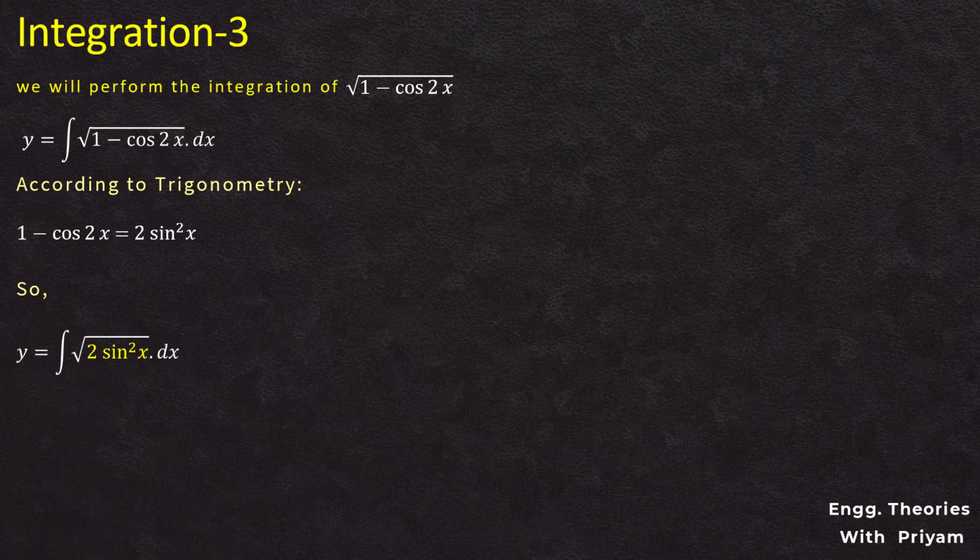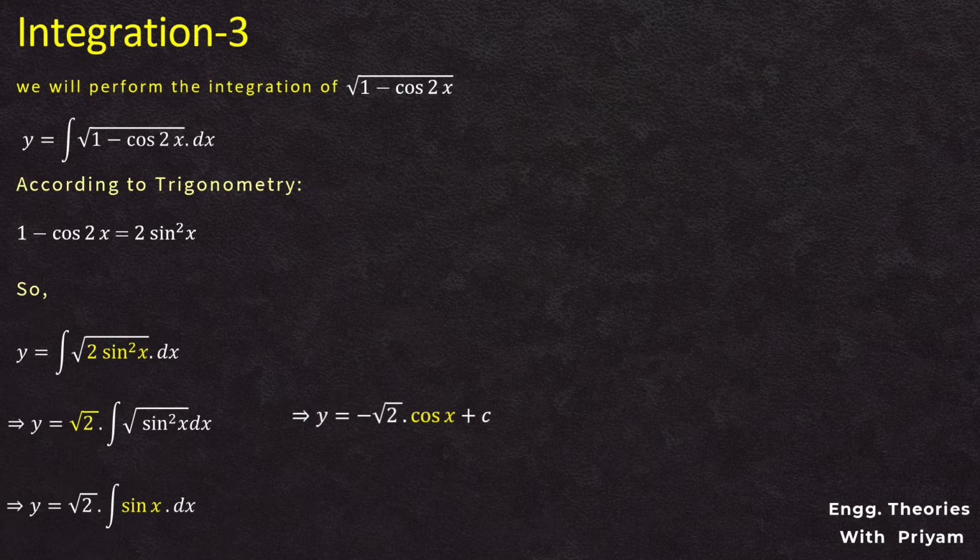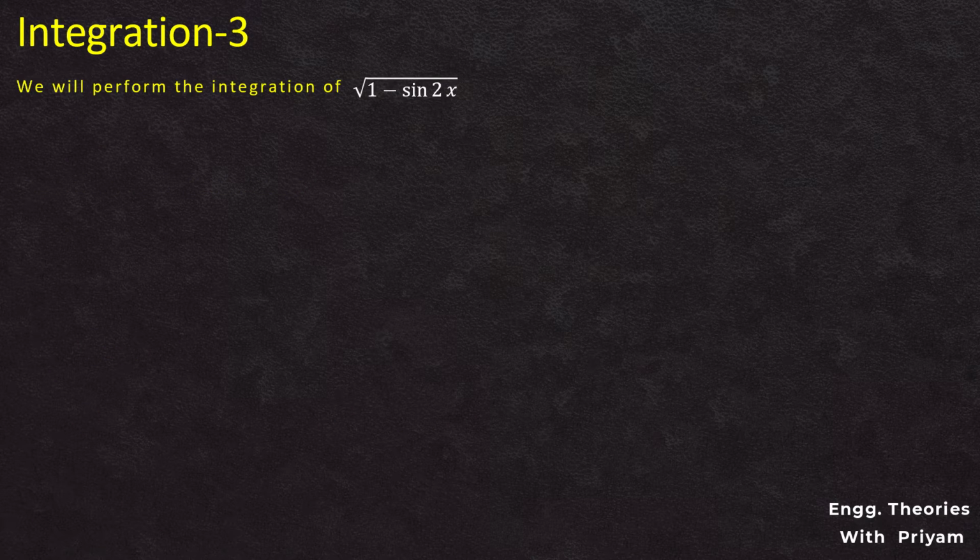Now, we can separate this 2, then the integration will look like y is equal to root 2 into integration of root over sin square x dx, which can be simplified as y is equal to root 2 integration of sin x dx. This integration of sin x dx will result in minus cos x. So, finally, the result of integration is y is equal to minus root 2 cos x plus the integration constant c. Now, next we will perform the integration of root over 1 minus sin 2x.